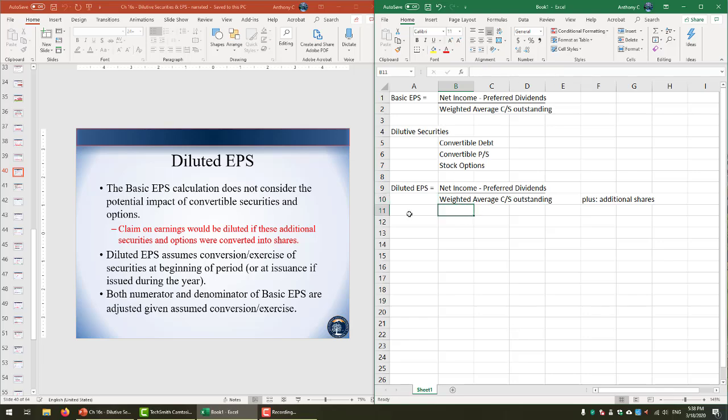Beyond affecting the denominator, each of these dilutive securities will generally affect the numerator as well. So for example, with convertible debt, if a company converts its debt, it's no longer going to have to pay interest expense on its debt. And since interest expense affects net income, we would add that interest expense back in. The type of adjustment we'll make for each of these dilutive securities will depend on the security, which we'll talk more in detail about later. So we'll also make adjustments to the numerator.